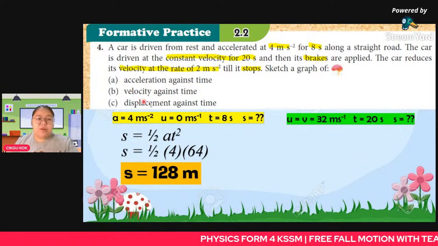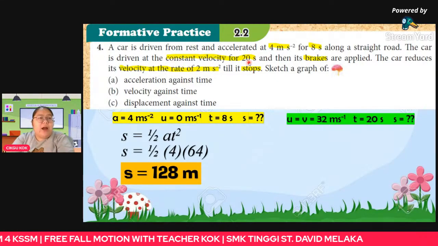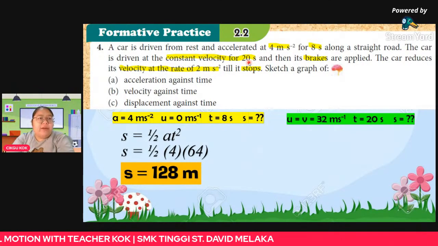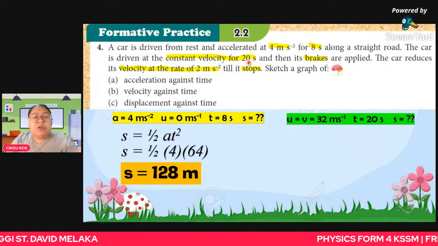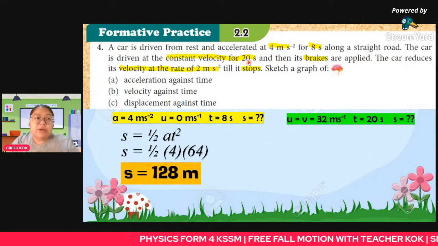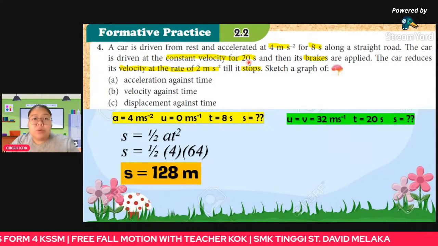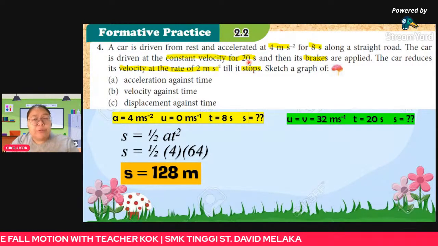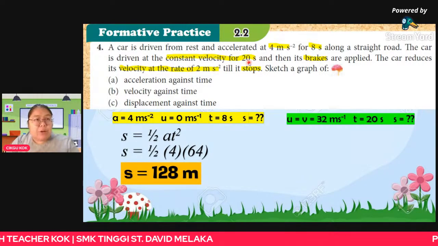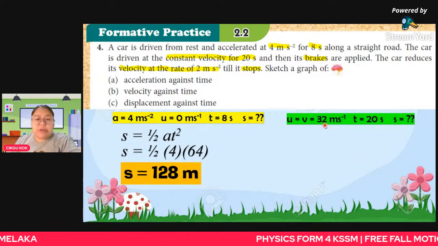The second part is constant velocity for 20 seconds. I can calculate the area under the VT graph, you can do it like this. But later you also need to sketch. You can calculate the area under the graph, that is okay, but you must know how the graph curves, which part should be curved, which one should go down. So from here I show the calculation for the second part, constant velocity.